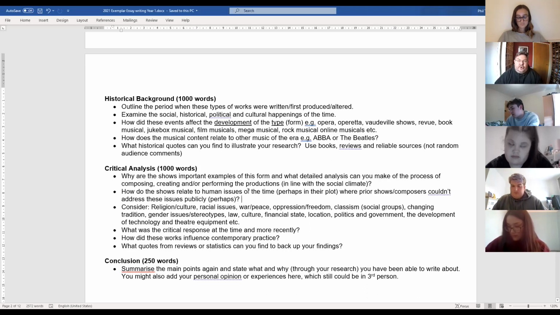Is it about a love triangle, which is Les Mis, for example? What sorts of things make the plot tick? Or are they based on real life events, like standing up for pacifism with Vietnam in Hair, for example? So how does it fit in with society, and how does it fit in with the real world?